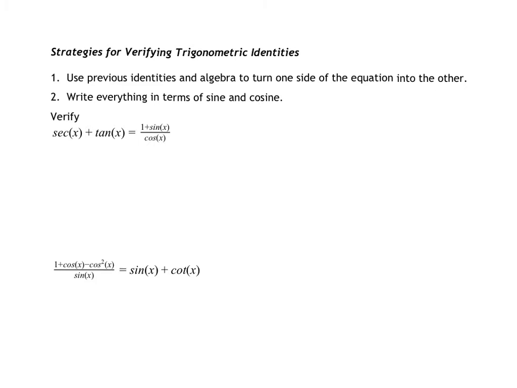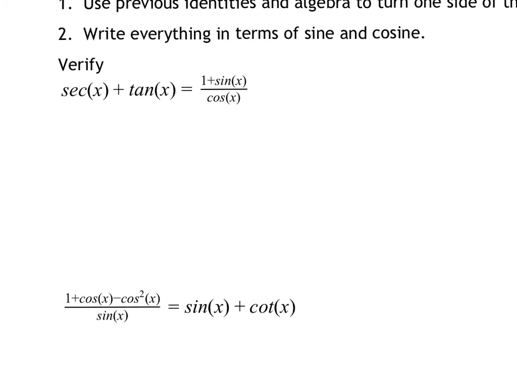And the second is to write everything in terms of sine and cosine, which we've been doing already with simplifying expressions. So it's going to continue when we verify trig identities. So our first example is we want to verify that secant of x plus tangent of x equals 1 plus sine of x over cosine x. Usually when you're trying to verify an expression, it's easier to simplify the side that contains fractions instead of trying to rewrite a side that doesn't.